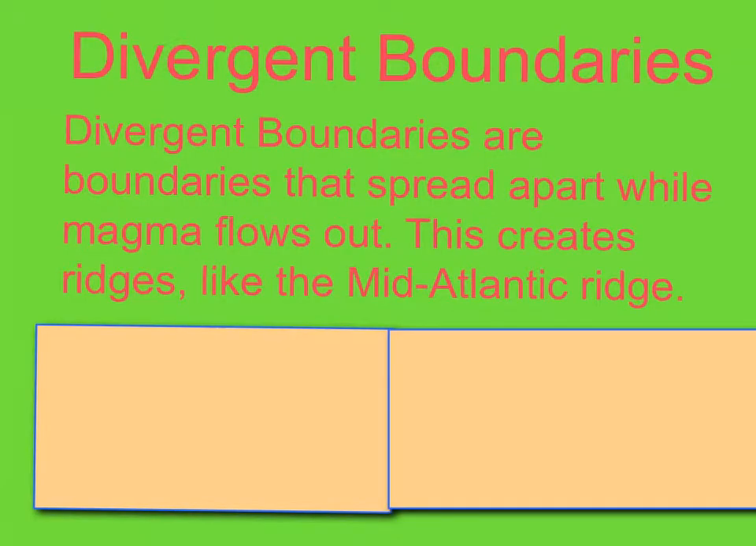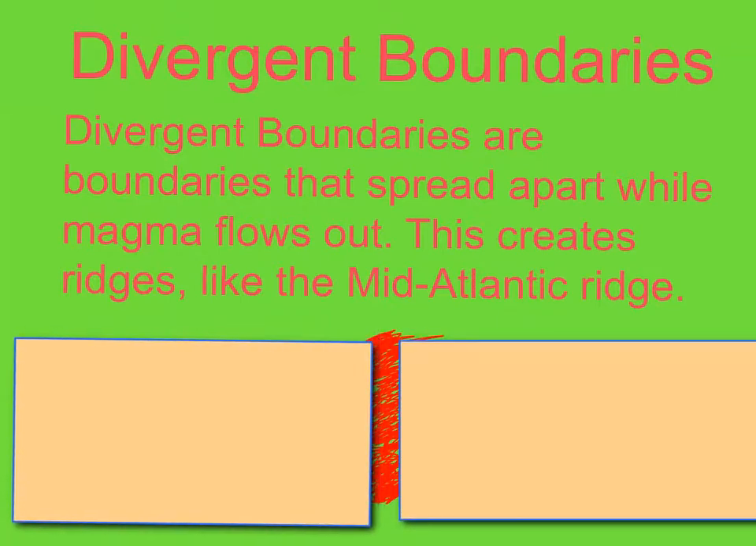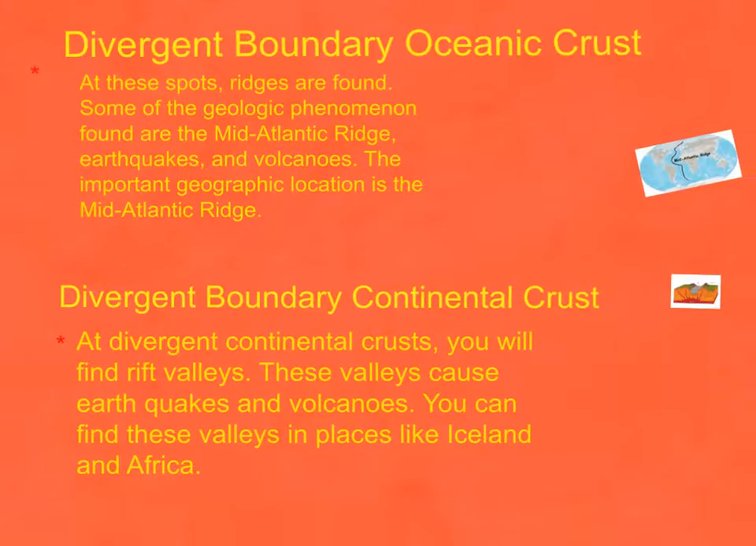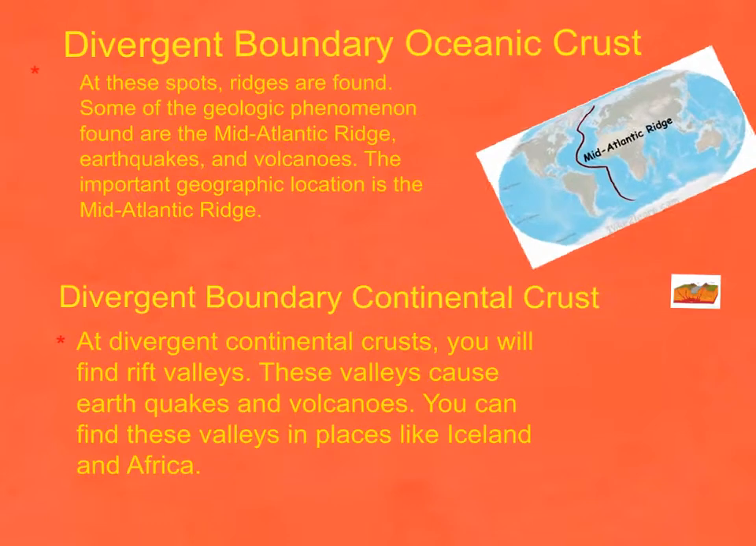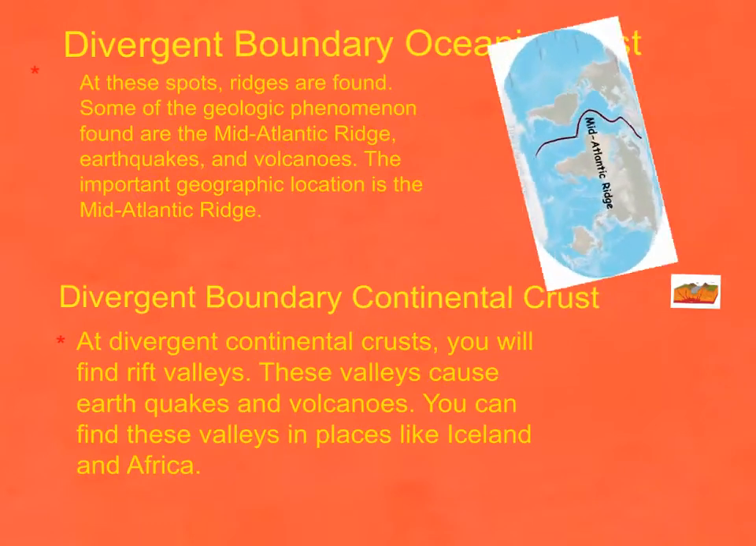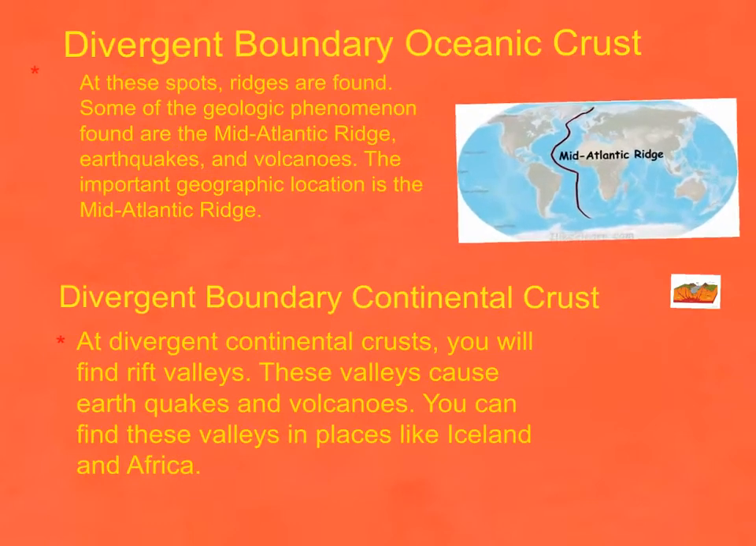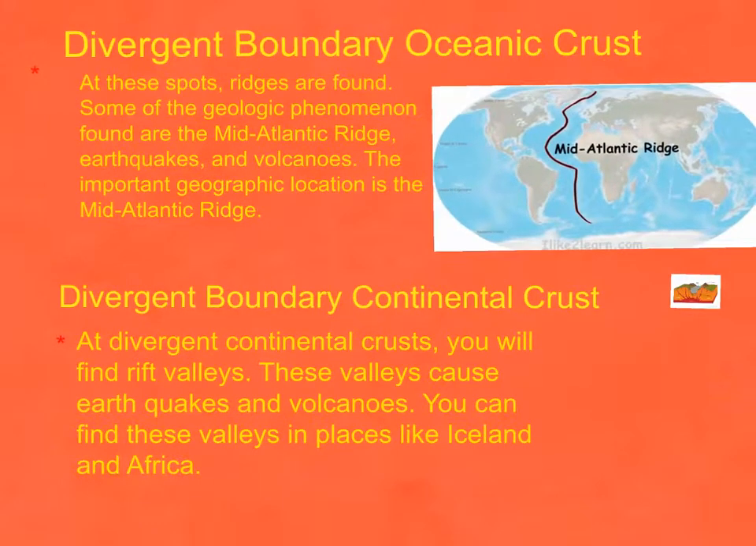Divergent boundaries. These boundaries spread apart while magma flows out. This creates ridges, such as the Mid-Atlantic Ridge. Divergent boundary, oceanic crust. At these spots, ridges are found. Some of the geologic phenomena found are the Mid-Atlantic Ridge, earthquakes, and volcanoes. The important geographic location is the Mid-Atlantic Ridge.